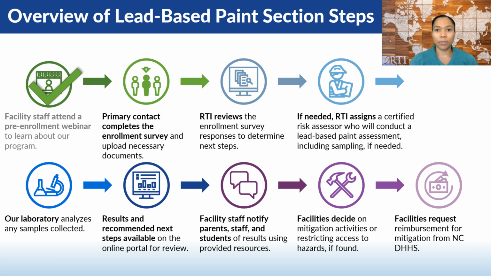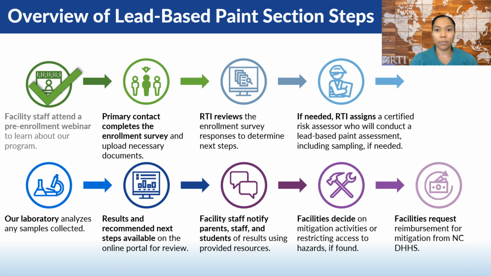If the asbestos enrollment survey has already been completed, the responses will auto-populate for the welcome, building information, and student demographics sections. The primary contact is responsible for reviewing all auto-populated information. It is important that that information is carefully reviewed for accuracy because the responses will affect other questions in the enrollment survey and ultimately next steps for the facility.